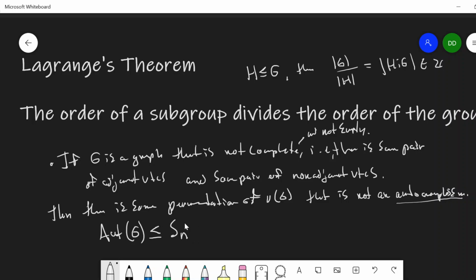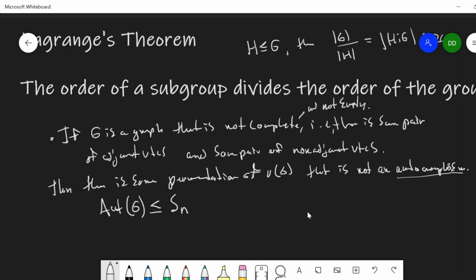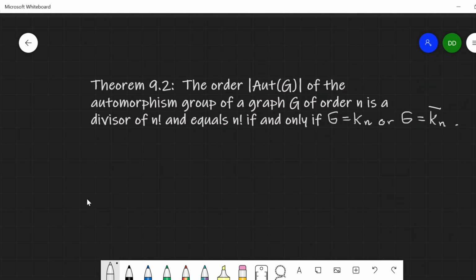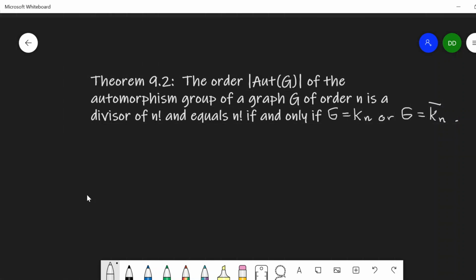Remember, Sn is the group of permutations of the vertex set of order n. So I should say here maybe a graph of order n. It's some subgroup of Sn. Pair this together with Lagrange's theorem. So we know that the order of Sn is n factorial. And so the automorphism group of G, since it's a subgroup of Sn, must divide n factorial. And so we get the following theorem. The order of the automorphism group of a graph of order n is a divisor of n factorial.